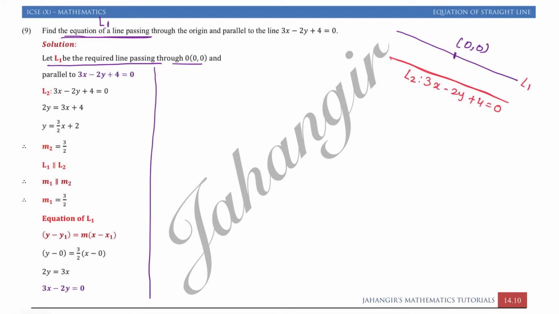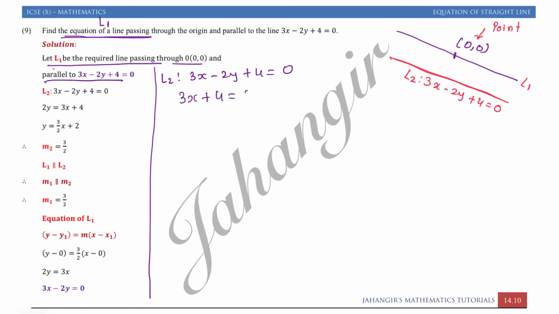So we have to find equation of L1. To find equation of L1 we need slope. This is the passing point, the point through which the line passes. So now first we will say, let L1 be the required line passing through 0, 0 and parallel to 3x minus 2y plus 4 equal to 0. So now taking L2, that is 3x minus 2y plus 4 is equal to 0, we will find the slope of L2.